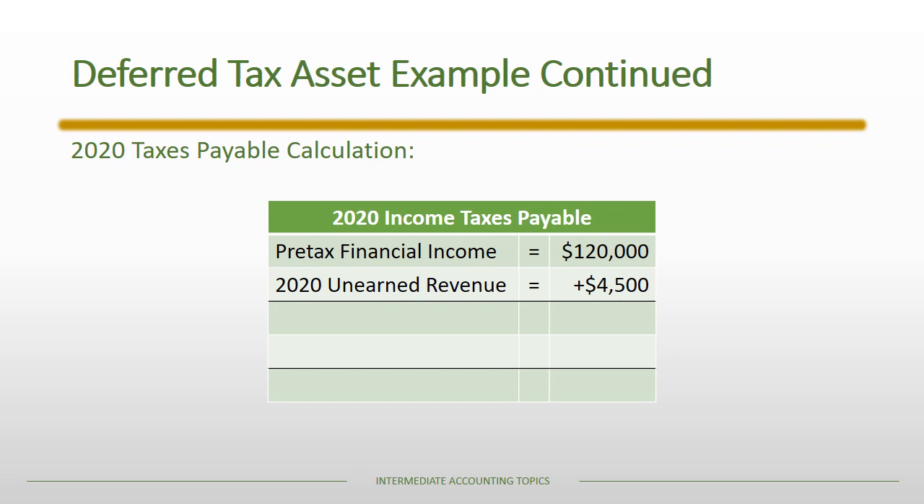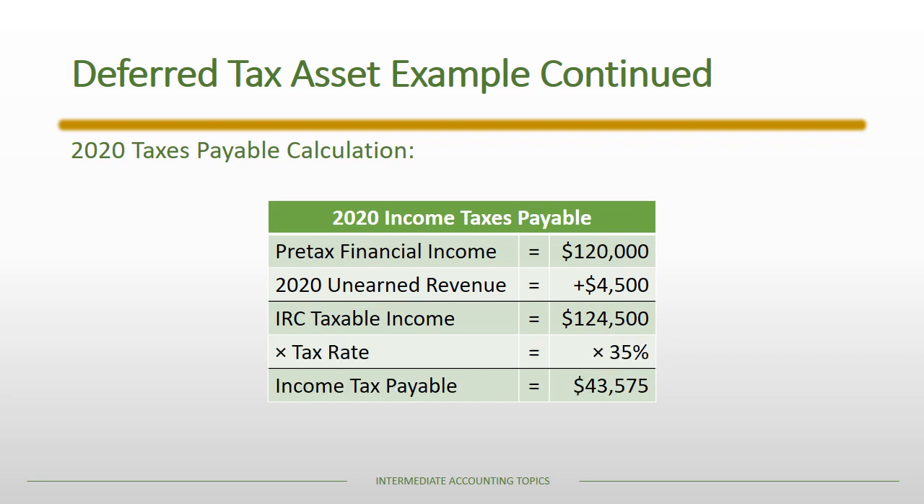Of course, the $4,500 that had been collected in 2020 for subscriptions that would be delivered in 2021 would be unearned revenue under US GAAP, but it's earned under the Internal Revenue Code. Therefore, there's going to be a difference between pre-tax financial income and taxable income. And so the Internal Revenue Code taxable income is $124,500. We apply the tax rate of 35%, which gives us our income tax payable, $43,575.